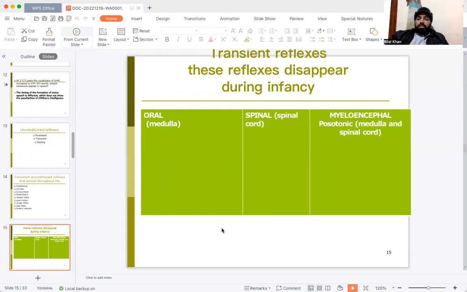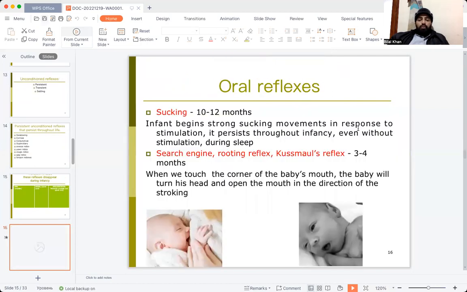Again, we come to the transient reflexes, physiological, which are for short-term durations during infancy. After that, they go to oral, medulla, spinal cord, and mesencephalon levels, which are known as medulla and spinal cord. So we can also call them postural tonic reflexes. Oral reflexes like sucking, search or rooting, and palmomental reflex at 3 to 4 months, sucking 10 to 12 months. Infant begins strong sucking movements in response to stimulation. Persists throughout infancy even without stimulation during sleep.